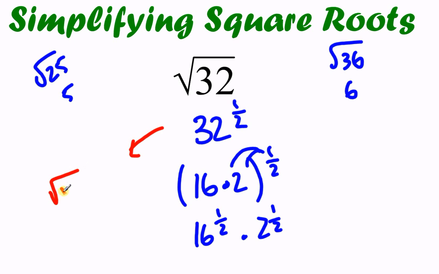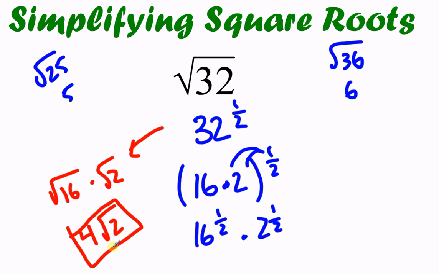You could just say, well, that's the square root of 16 multiplied by the square root of 2. The square root of 16 is just 4. The square root of 2 is good as it is. So this is what you're trying to get towards. This is why it works, but this is what you're trying to accomplish. You want to look at the 32 and break down any perfect squares that are inside of it.